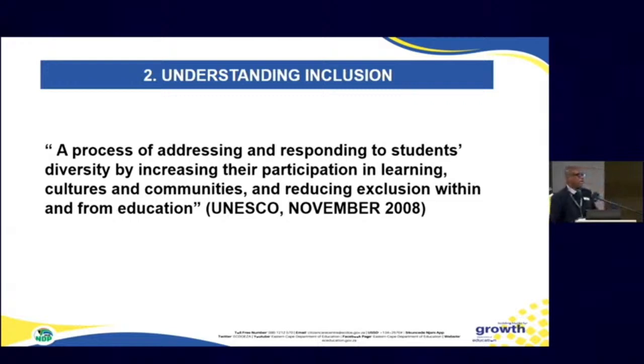Moving on to the understanding of inclusion, we take it from the definition that was given by UNESCO, that is the United Nations Educational, Scientific and Cultural Organization, in 2008, where they define inclusion as a process of addressing and responding to students' diversity by increasing their participation in learning, cultures and communities, as well as reducing exclusion within and from education.